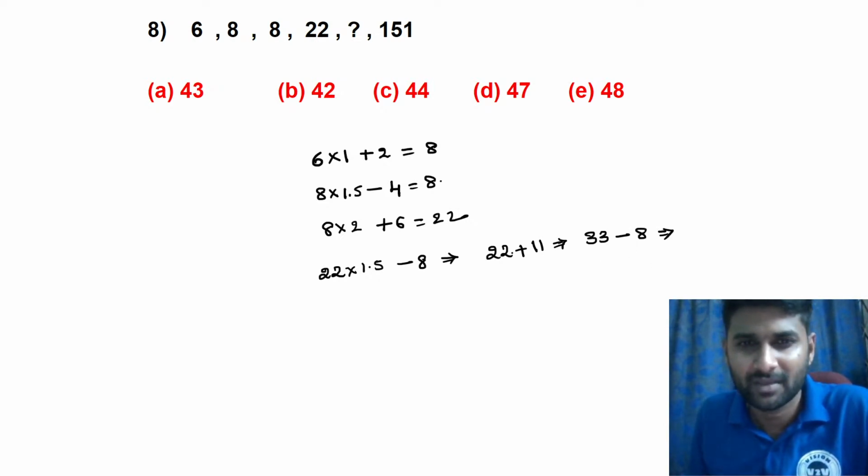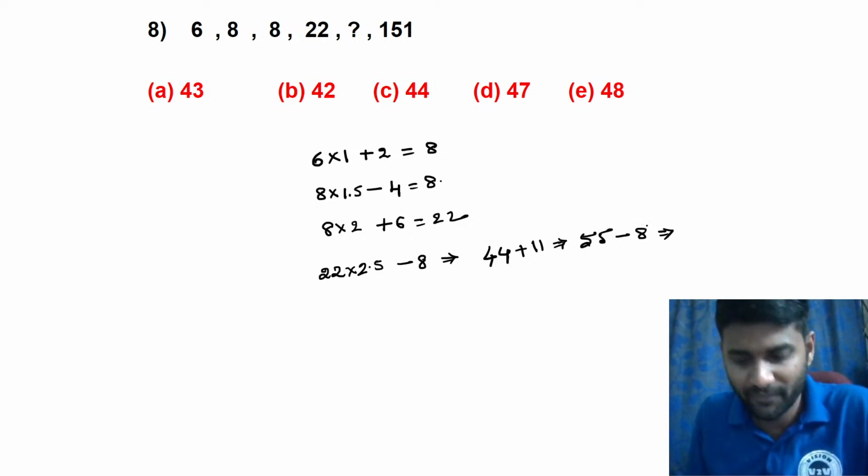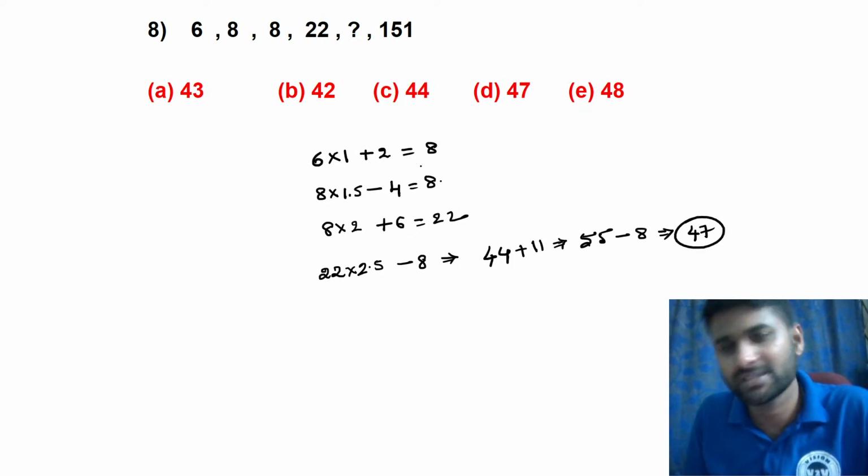Now see, sorry, it's a 2.5 number. Then definitely it is 44. 44 plus 11 is equal to 55, minus 8 is equal to 47. You can see that there is option 47. Finally, if verification is still required, multiply by 3 plus 10. So the resultant becomes 100.